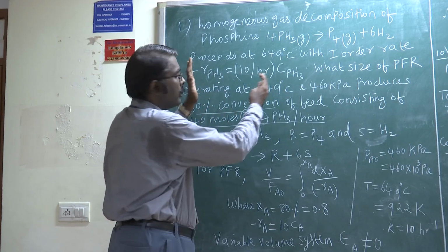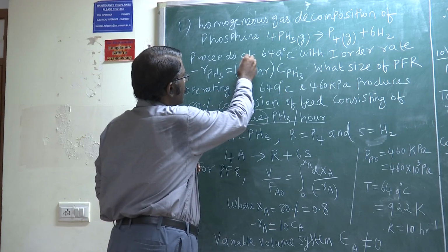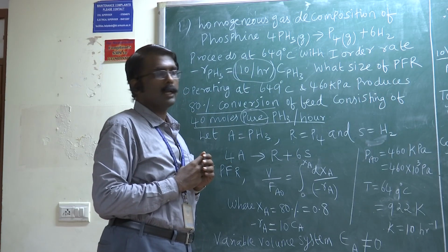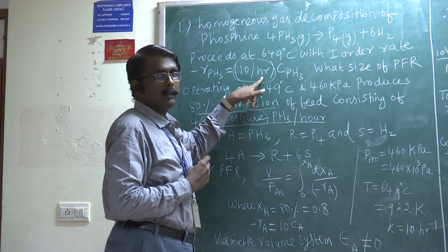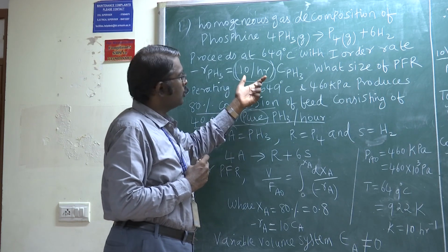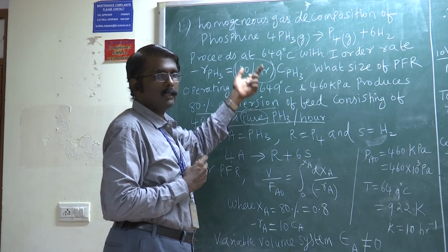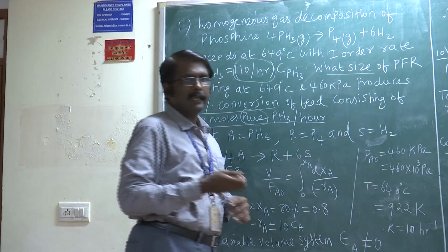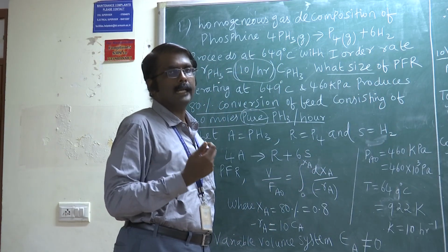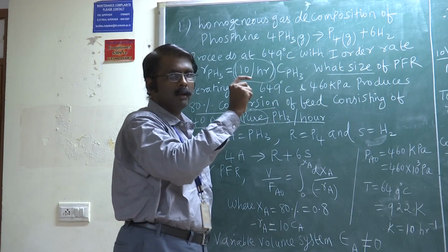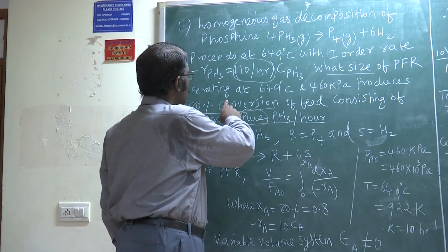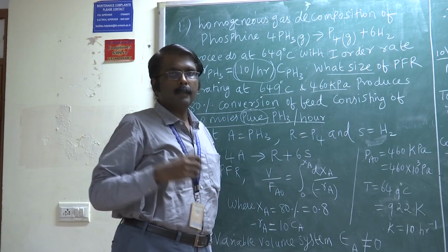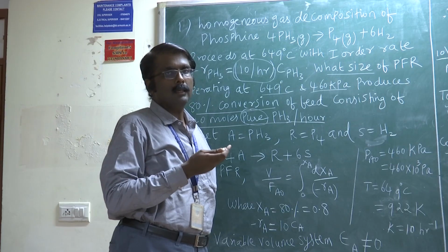Now this rate equation says that this 10 is the rate constant for the reaction. It is the value of k, the rate constant, because it has the unit of per hour, a time inverse unit. So this is the rate constant value for the reaction. Now, what size of PFR? We have to calculate the size. Size means volume of the reactor, so the volume of the PFR. PFR stands for plug flow reactor, operating at 649 degrees Celsius and 460 kilopascal. So the temperature and the pressure values are given for the reaction.